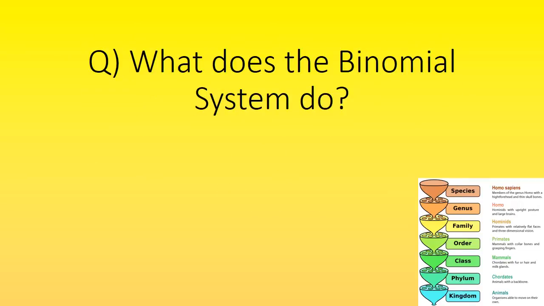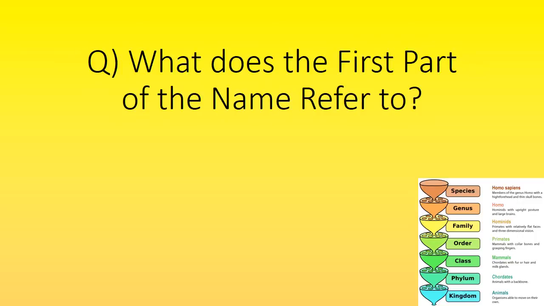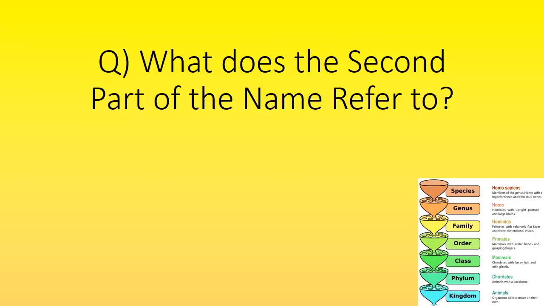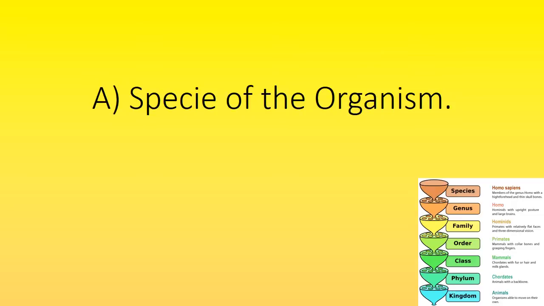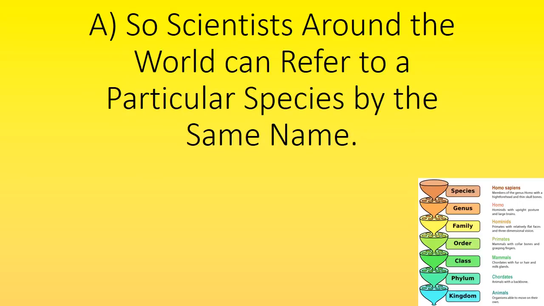What does the binomial system do? It gives each species a two-part name. What does the first part of the name refer to? Genus of the organism. What does the second part of the name refer to? Species of the organism. Why is the binomial name system used? So scientists around the world can refer to the particular species by the same name.